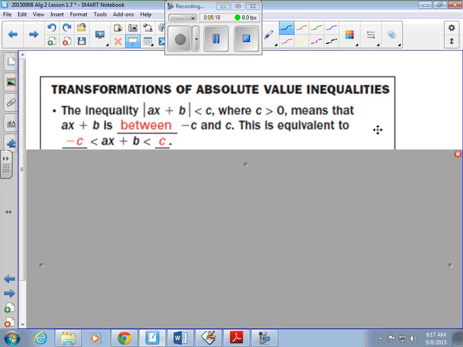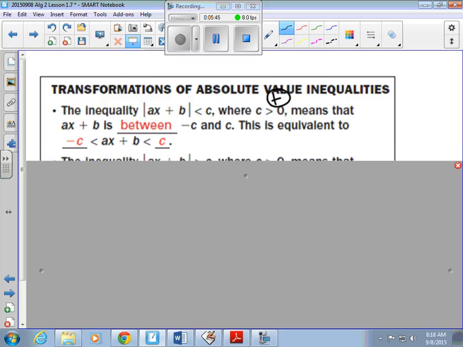The other thing we're looking at is absolute value transformations involving inequalities. When you're talking about not equal to c anymore, now for the first one it says less than c, again where c is greater than 0, a positive number. That means ax plus b is between negative c and c. It's still positive and negative, whatever that value is, but it's in between them. So the equivalent inequality is that it's in between them: negative c is less than ax plus b, and ax plus b is less than c, if you read it the other direction.